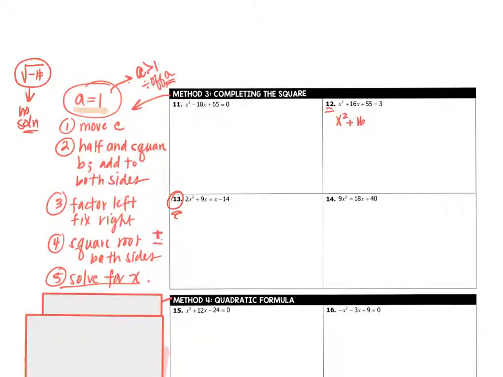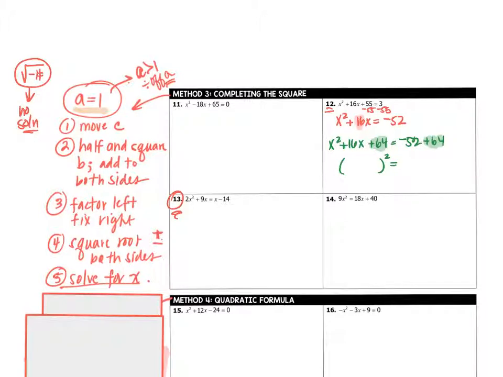So let's move c by subtracting 55 on both sides. And 3 minus 55 is negative 52. So now we're going to half and square b. So x squared plus 16x. Half is 8, sorry. Squared is 64. And we're going to add that to both sides. So remember that you half and square b, and you add that value to both sides.